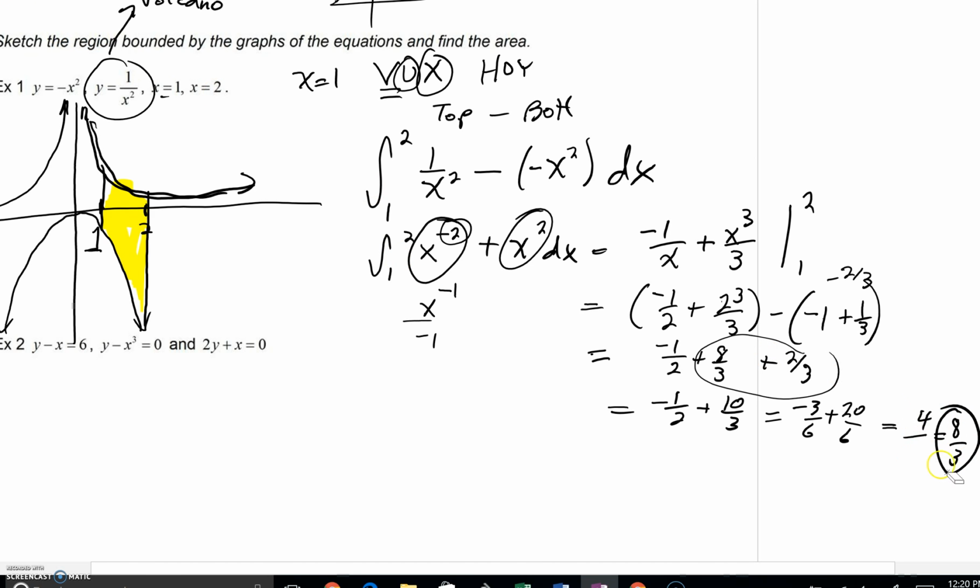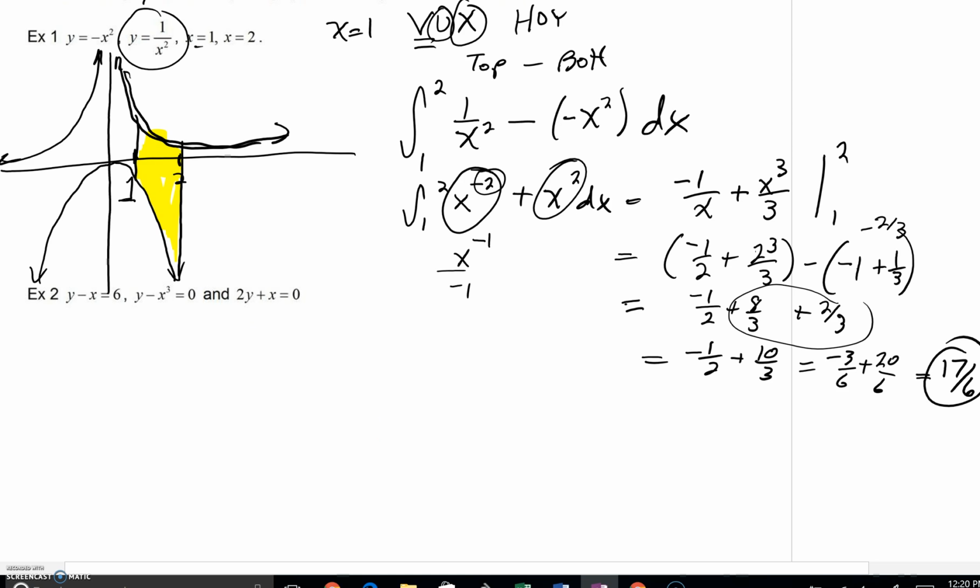Okay, sorry about that. Little correction, by the way. Negative 3 over 6 plus 20 over 6 is 17 over 6. So at the end of the day, that's really all you're doing. You're just trying to really get the correct boundaries, top minus bottom, and then work that out from there.